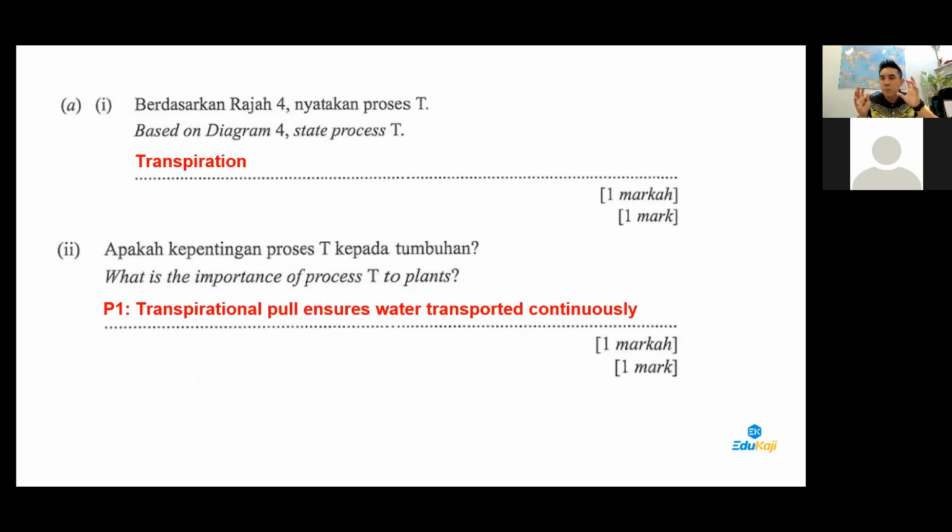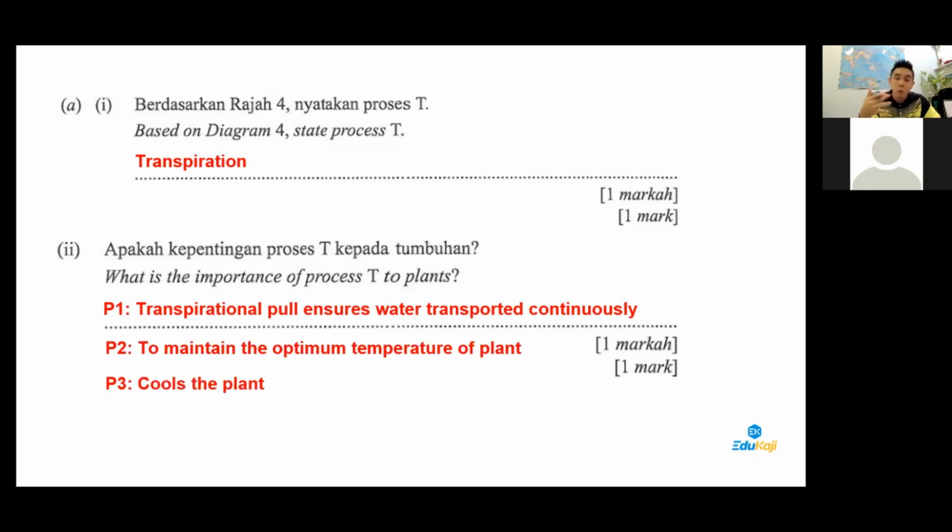When you feel hot, you will do something to not feel that hot. Turn on the aircon. If you're outside, you stand under a shade, or drink more water. But plants, you don't see them moving around. If you see any plant moving when the weather is hot, you call me and send me the video. But until then, transpiration helps to cool down the plant.